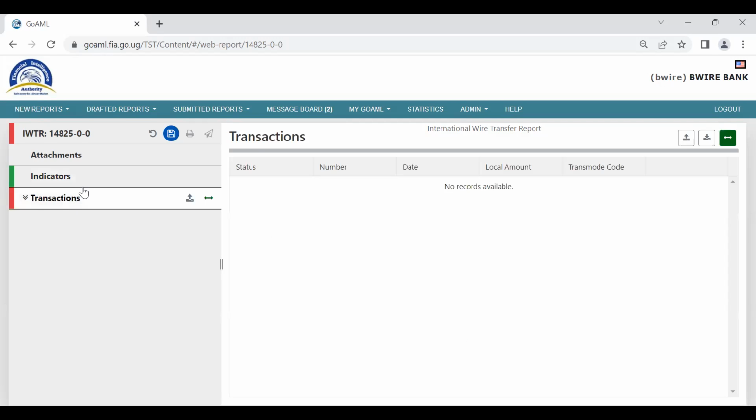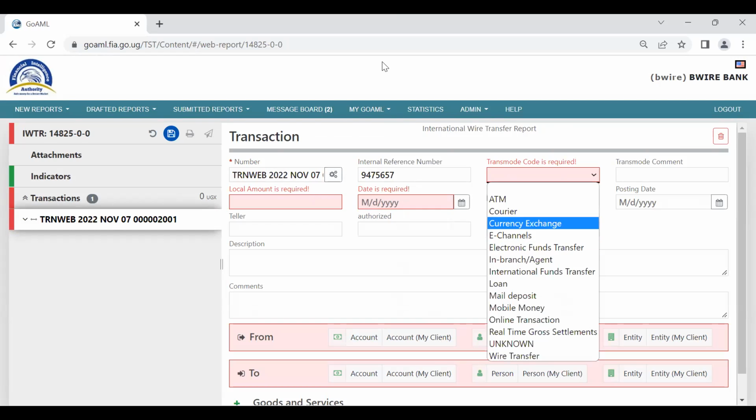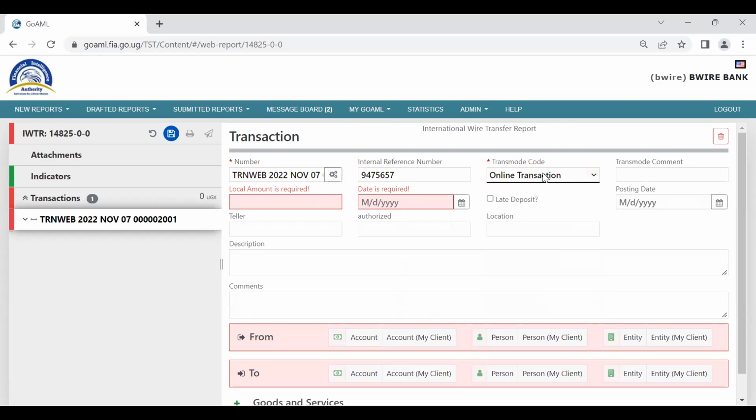All right, so we got transactions, and you click on this, add by party. And then we get the same structure, the difference is the type of transaction you're reporting. In this instance, it's a money remittance moving from one country to another. So this number, I generate it. This is the receipt number captured there. And then this is the online transaction for my transmode code.